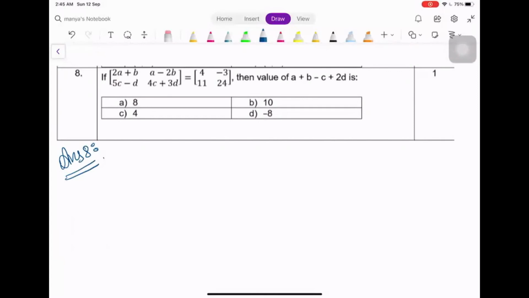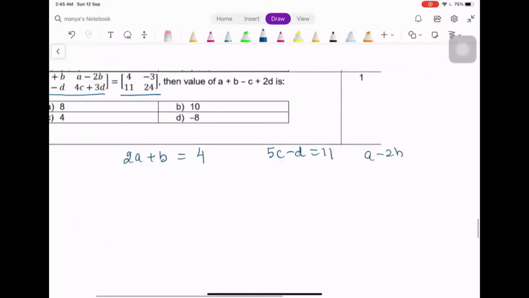We just need to equate the matrices. This matrix is given to equal to this matrix. So 2A plus B would be equal to 4. 5C minus D would be equal to 11. A minus 2B is equal to minus 3. Okay, so what we do is 2A minus 4B is equal to minus 6.